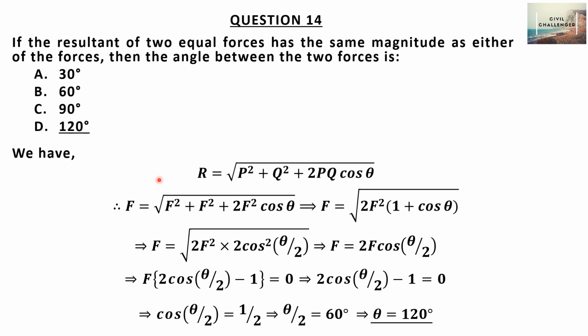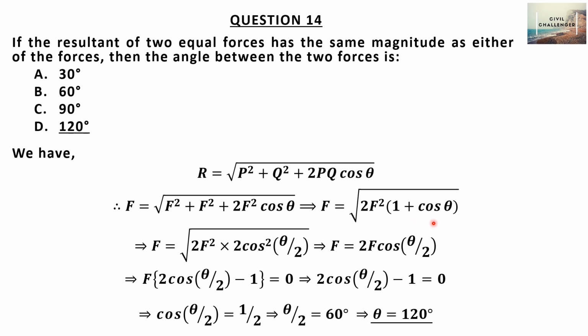Now we have the resultant is equal to square root of p square plus q square plus 2pq cos theta. Given that we have two equal forces and the resultant is also equal to one of the forces, or the magnitude of the resultant is equal to the forces. So substituting, capital F is equal to square root of f square plus 2f square cos theta, which means that f is equal to square root of 2f square into 1 plus cos theta.